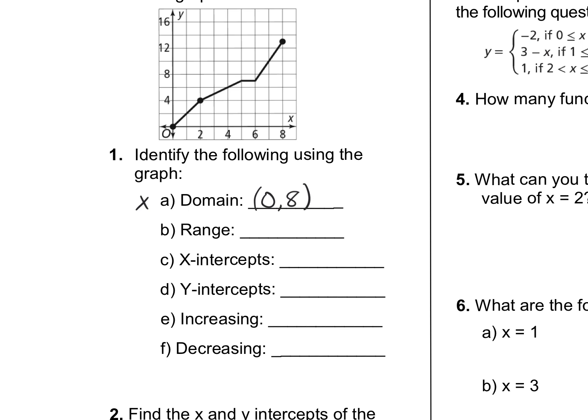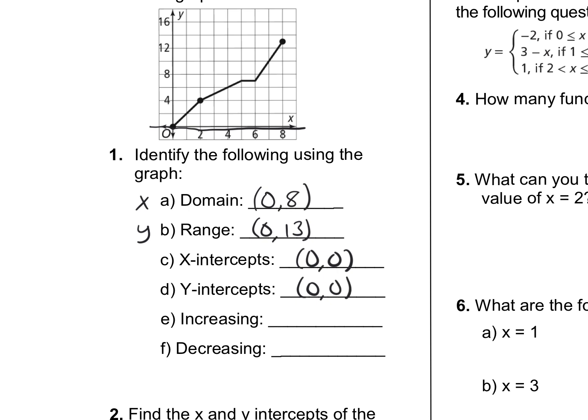Range deals with y values. What's my lowest y value? 0. What's my highest? 13. Yep, 13 right here. Good. X-intercepts. What does it mean to be an x-intercept? Where it crosses the x-axis, right? Where does it cross the x-axis here? Yep, 0, 0. What about the y-axis? Same thing, right? 0, 0 is both an x and a y-intercept, so you need it on both of those.